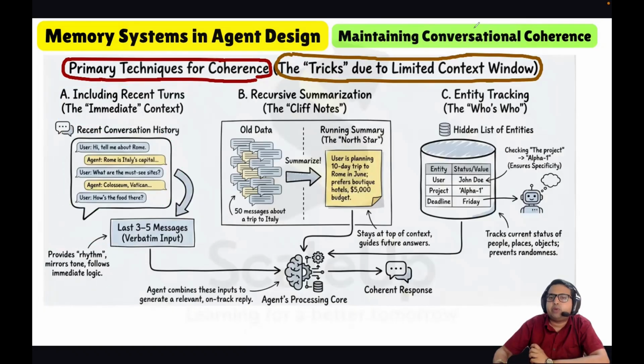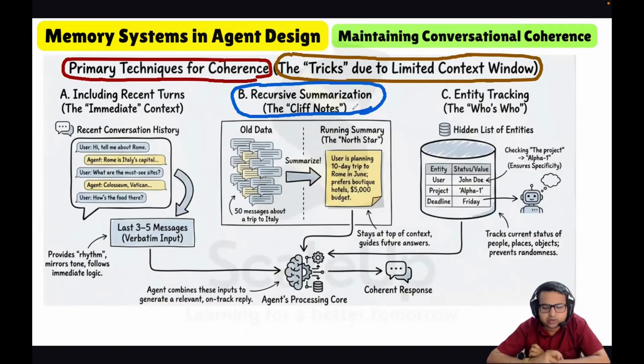Now, the second very important technique for maintaining conversational coherence is recursive summarization, the cliff notes. Let us understand what recursive summarization means. Instead of keeping every word of a long chat, the agent creates a running summary. So recursive summarization means instead of storing everything as it is, we store it in the form of summaries, the cliff notes, because we know that the context window size is limited.